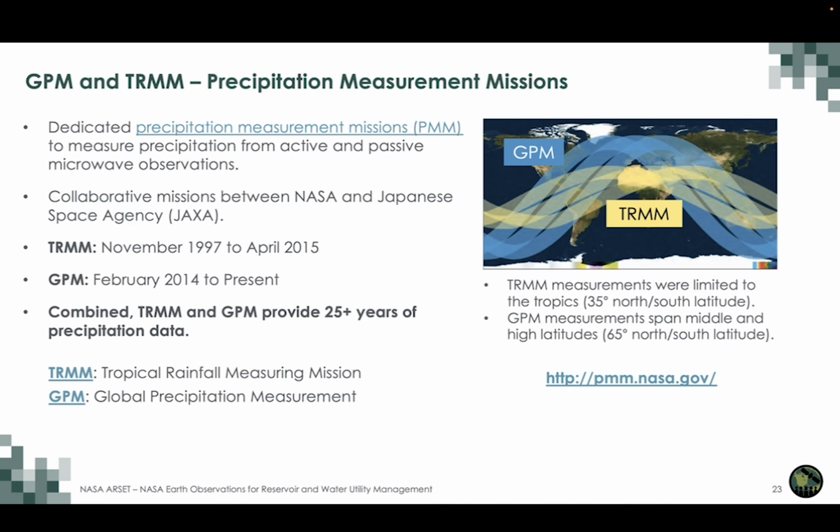TRMM was a pioneer in the space, operating from 1997 until 2015. To ensure we did not lose this vital monitoring capability, GPM was launched in 2014 and continues to operate today. For watershed monitoring and hydrologic modeling, the real value here is the continuity. Combined, TRMM and GPM provide an uninterrupted record of nearly 30 years of precipitation data. This deep historical archive is exactly what allows us to establish accurate climatological baselines, calculate those critical seasonal anomalies, and confidently support long-term water management decisions.